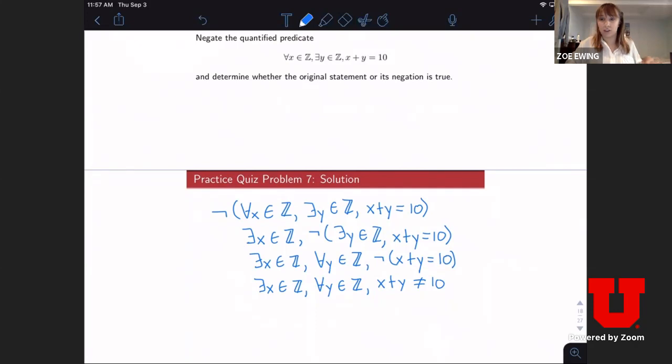Are there any questions on that? When you're writing your answer to which one is true, should you provide a counterexample to show why it's true? You don't need to specify a counterexample unless there is one that it specifically asks for. So in this case, you can just say the original statement is true. Okay.